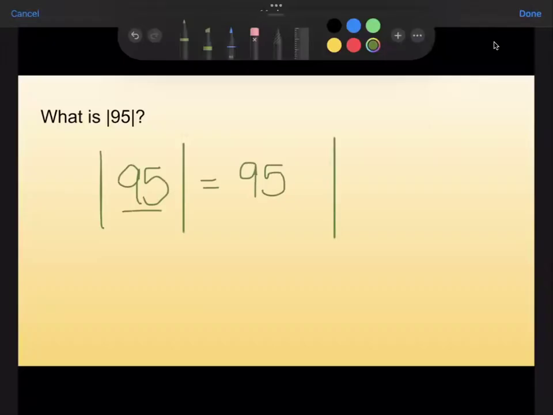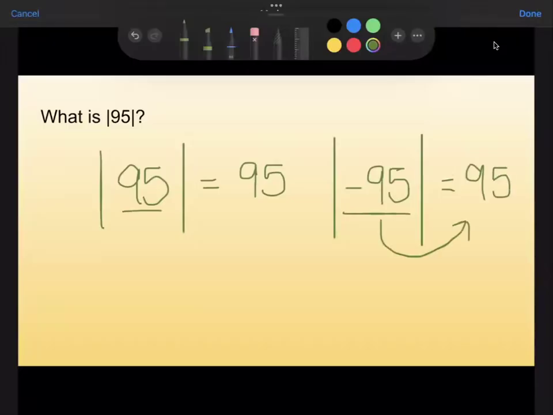Now, if I had negative 95 in the bars, I would again use the shortcut to find the positive version of whatever's in there. Negative 95 is what's in there, but the positive version would be 95. So that means that negative 95 is also 95 units away from zero.